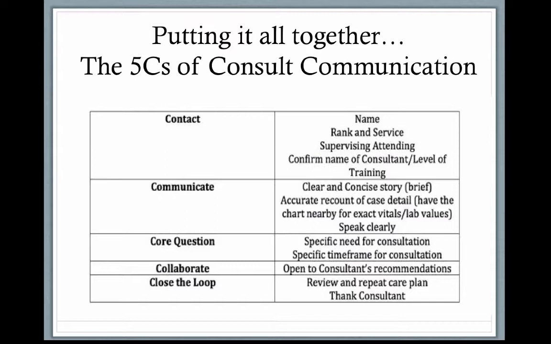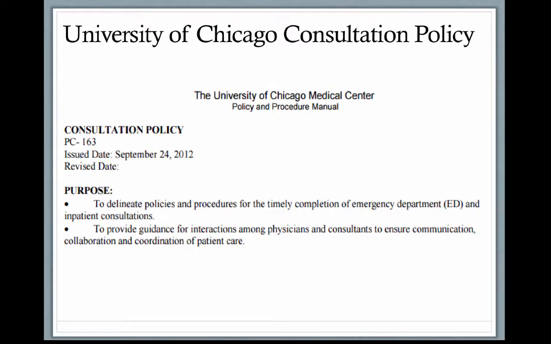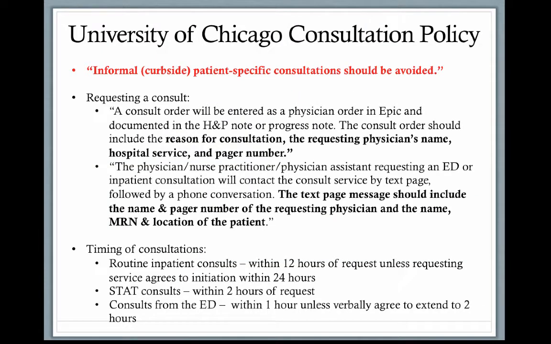A few quick points about the consultation policy at the University of Chicago. This policy, which can be found on the intranet at the University of Chicago, details the policy and procedure with which consultation communication is expected. We will highlight a few points here, but please go back and read the policy in its entirety. Several of these elements are closely aligned with the 5 C's that we have just discussed. First of all, it is explicitly stated in the policy that curbside or informal consultations are meant to be avoided.